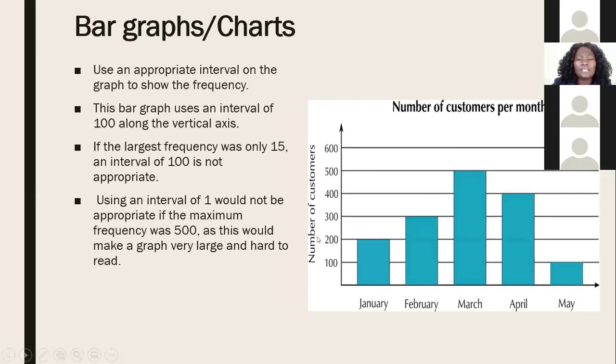Okay, so we can't use an interval of 1 on this type of data to say we've got 1, 2, 3 up to 600, because the graph would not fit here. It would be very large and difficult to read. Is it making any sense?